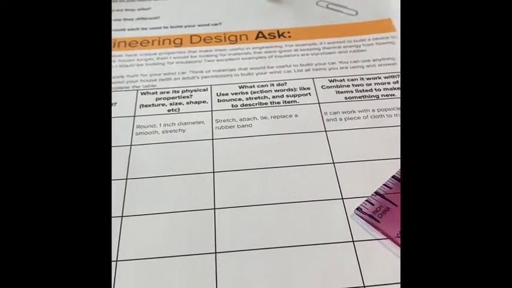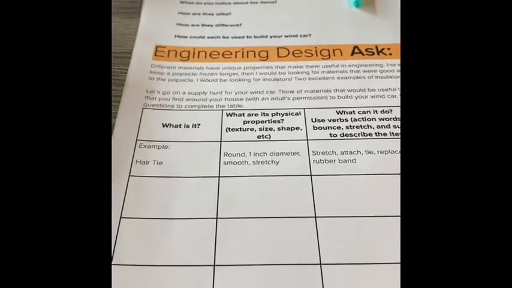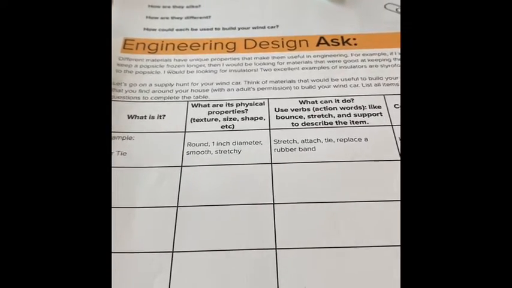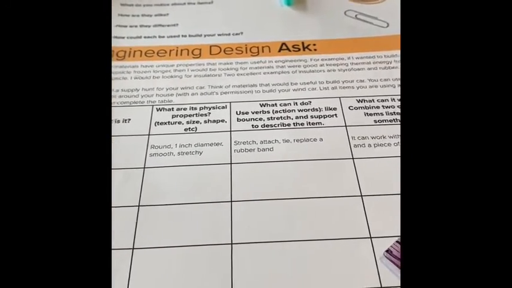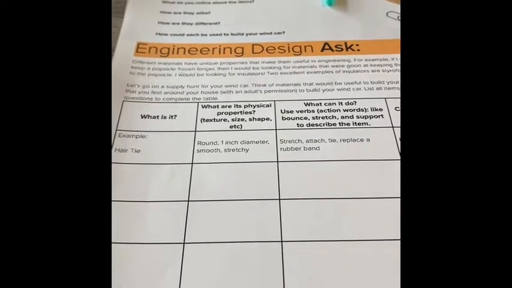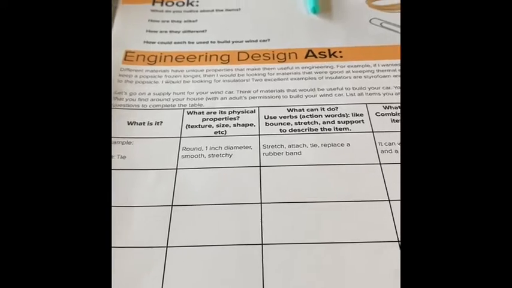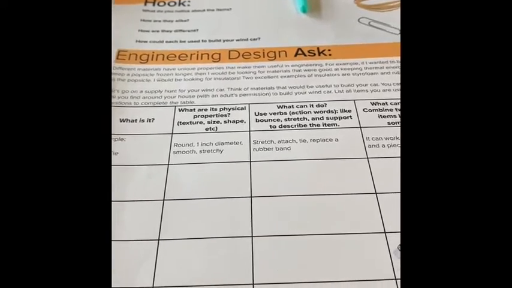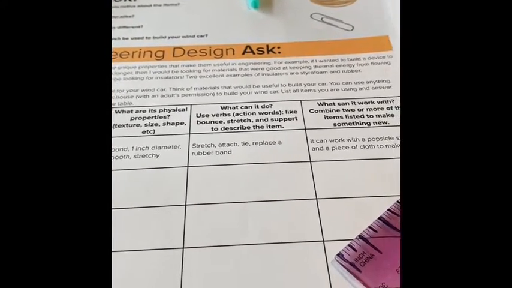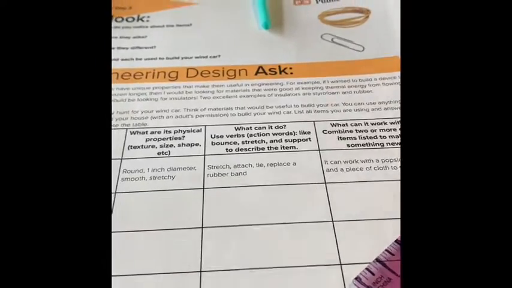Alright, so let's look here. Different materials have unique properties that make them useful in engineering. For example, if I wanted to build a device to keep a popsicle frozen longer, then I would be looking for materials that were good at keeping thermal energy from flowing to the popsicle. I would be looking for insulators. Two excellent examples of insulators are styrofoam and rubber.